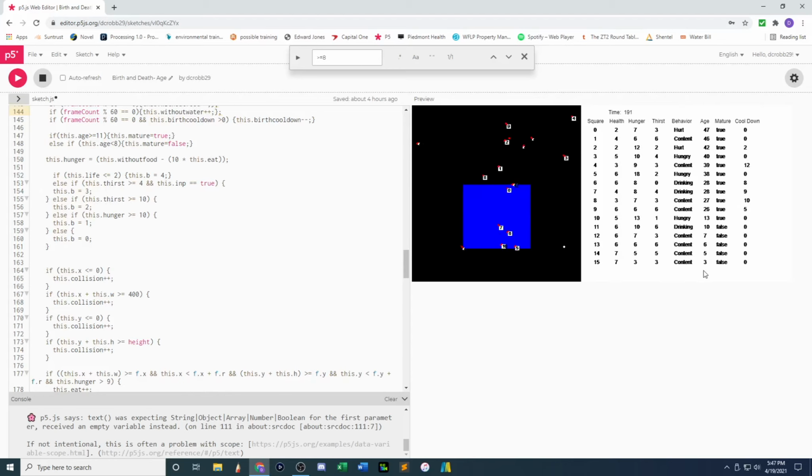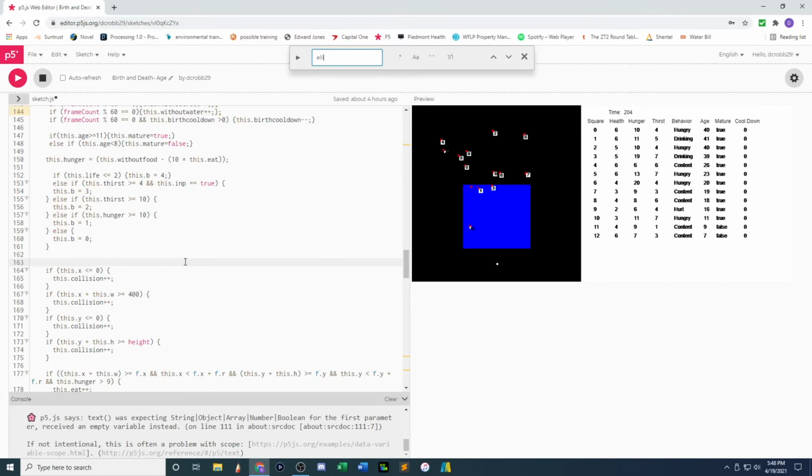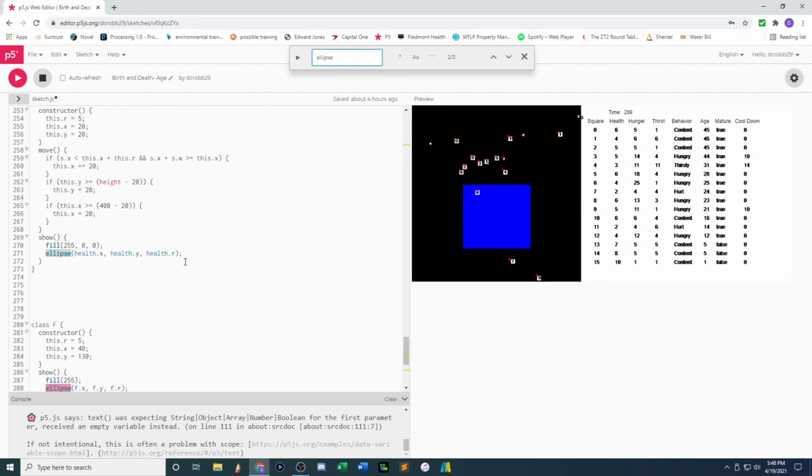I like the consistency of this population. It's lagging a little bit, but something happened there. Oh, that's health. Sorry. I keep seeing these. What's the corner piece again? Hold on. I spell that wrong. There we go. Ellipse.